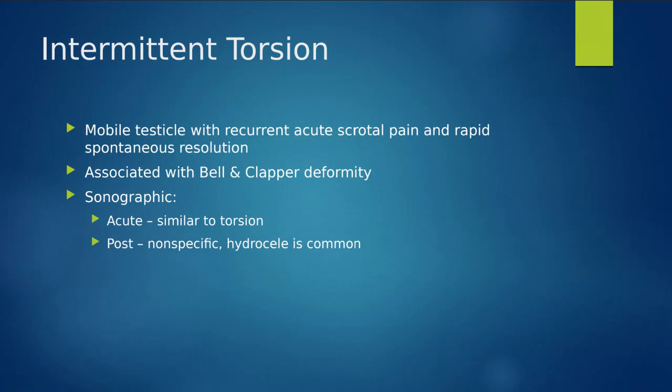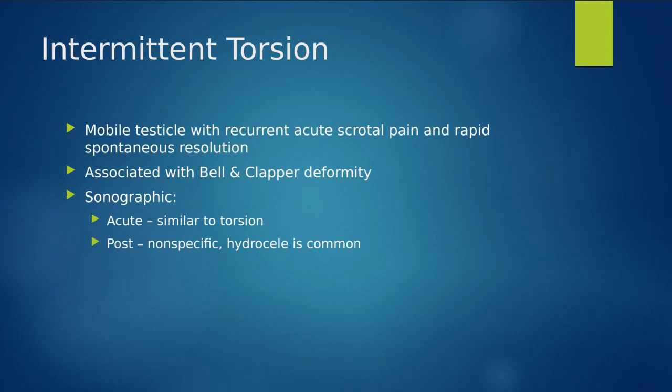So acute types of intermittent torsion, again, going to be very similar in clinical symptoms as spermatic cord torsion. Even on ultrasound, if we're catching it during that episode of torsion, it's going to appear very similar, that enlarged, decreased vascularity. If we are catching it immediately after it resolves, it's not going to show us anything pertinent.